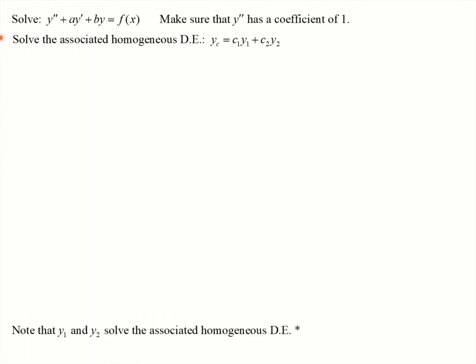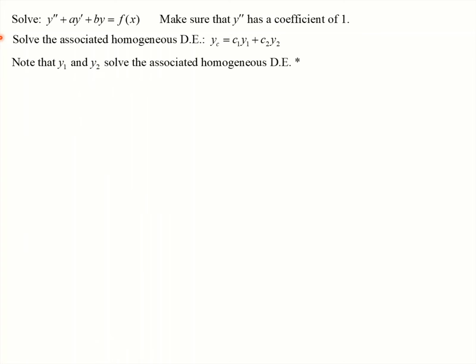Now, the next thing we want to do is note that y1 and y2 solve the associated homogeneous differential equation. I'm going to put a star there because we'll make a reference to that. So does any linear combination of those. Think back to linear algebra: what you just found is the kernel of some linear transformation, and there is the linear combination of two vectors, y1 and y2. They each solve the associated homogeneous differential equation.